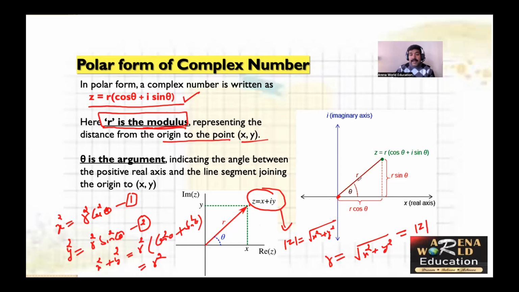Right? Look at this angle, theta. This angle is called argument. It means it is the angle between the positive real axis and the line segment joining the origin to x comma y. Right? Here it was what? Joining this x comma y, and here x will be r cos theta and y is r sin theta. Right? So theta is the argument. Let us understand this argument in detail.